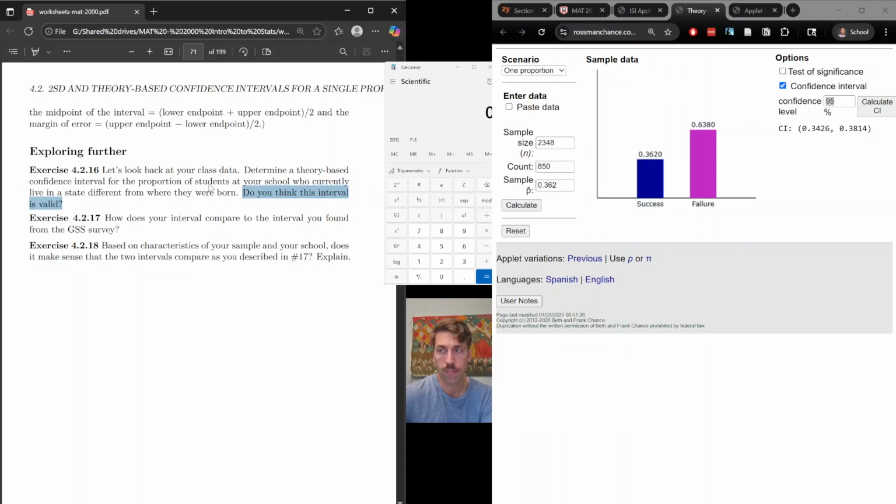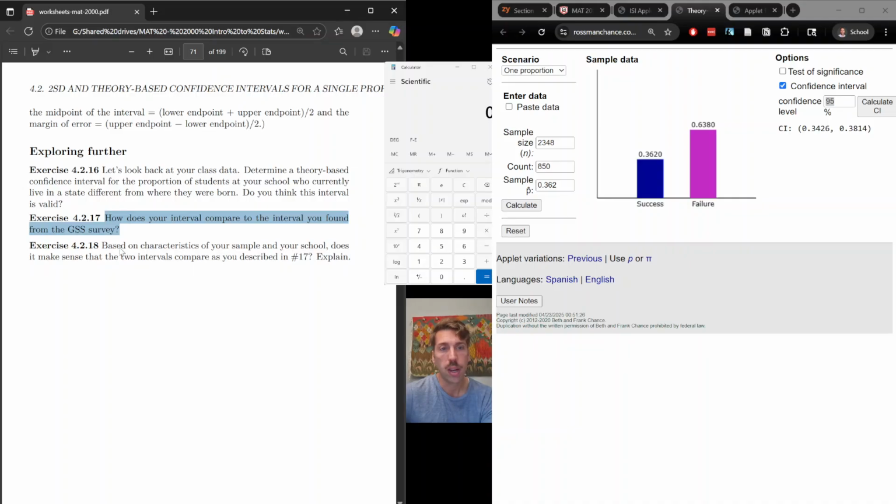To use the theory-based approach, you're assuming normality, and you should only assume normality if you have 10 in each category. How does your interval compare to the interval you found from the GSS survey? Is it wider, narrower, shifted one way, shifted the other way?